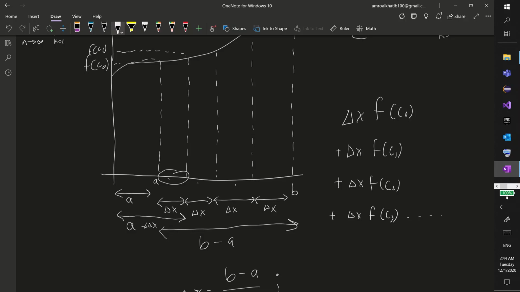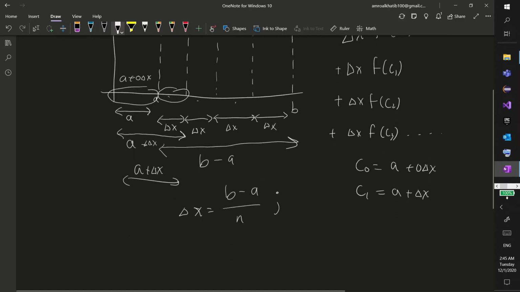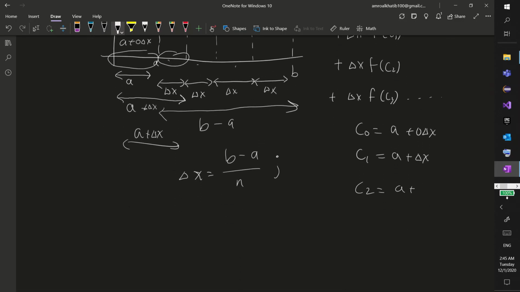And this distance is going to be a. So what's a? A is just a plus 0 delta x. And this distance is going to be a plus delta x. That's c1. So c0 is a plus 0 delta x, c1 is equal to a plus delta x, and c2 is equal to a plus 2 delta x. And c3 is equal to a plus 3 delta x, and so on and so forth. So ck is equal to a plus k delta x.